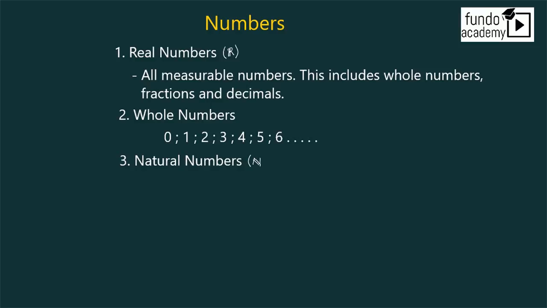Natural numbers. Well, natural numbers are denoted by this letter here, N, and these are numbers which start from 1. So we've got 1, 2, 3, 4, 5, 6. So they're actually whole numbers starting from 1. This can also be called counting numbers.